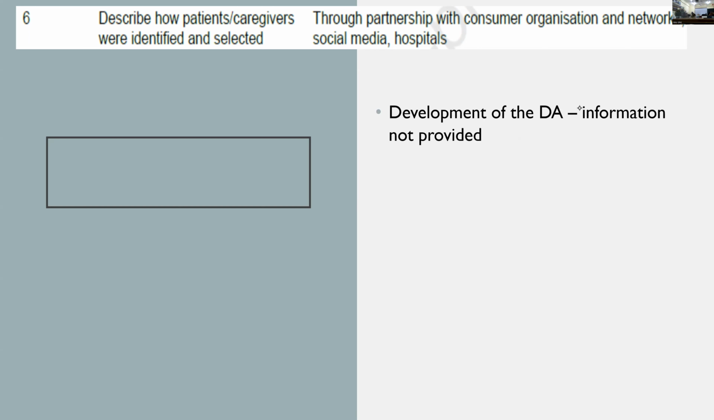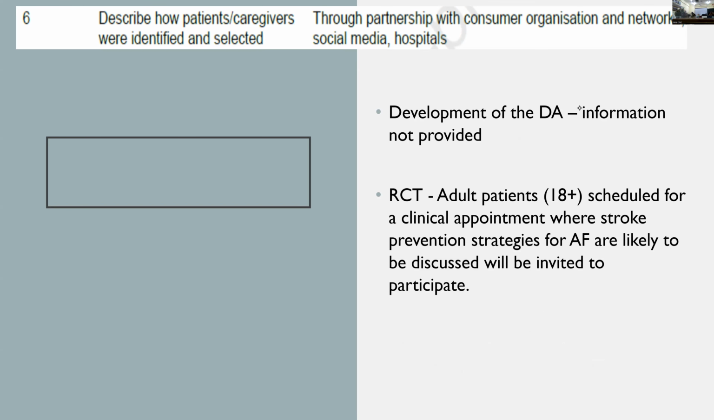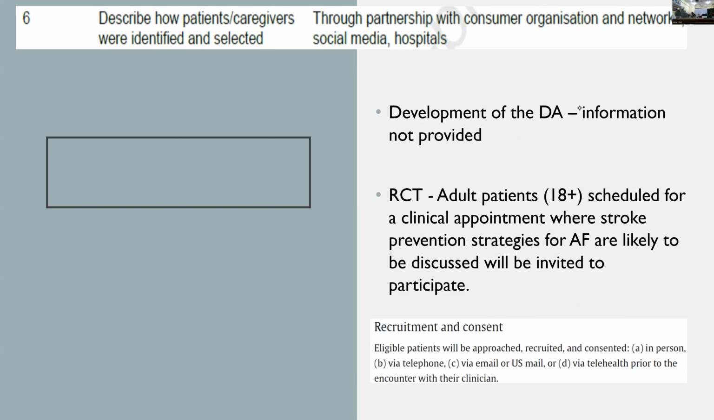So in this study, how the patients and caregivers were identified is not provided. But in the RCT, they looked at all the patients who were scheduled for a clinical appointment. They have a clinic where they look at atrial fibrillation, so all the patients who were scheduled for the appointment were screened for the study. This was a recruitment, and they had done it either in person, via telephone, via email, or via television.